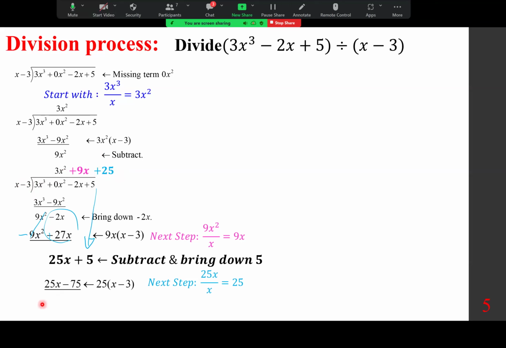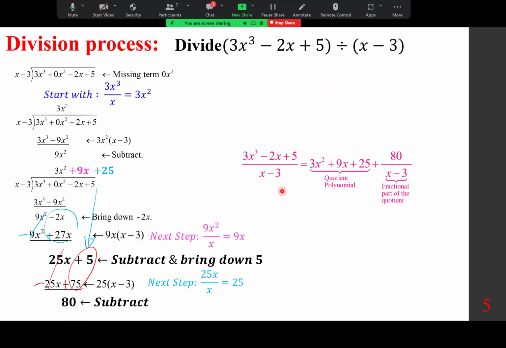When you subtract, again, you can change the sign here. It changes here. You change the sign here. And you add up, you get 80, which is the remainder. So that's the process similar to long division of numbers. Therefore, we are going to write this division as this answer, 3x squared plus 9x plus 25, with this remainder 80, plus 80 over x minus 3.